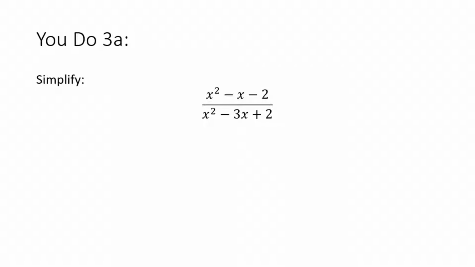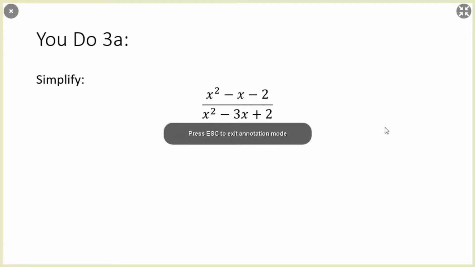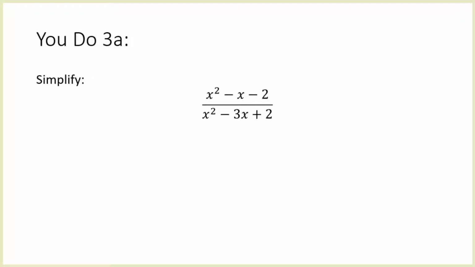Now that you've tried it on your own, let's do it together. So this negative 2 is going to be negative 2 and 1. This will be x and x. And I'll get x minus 2 times x plus 1.